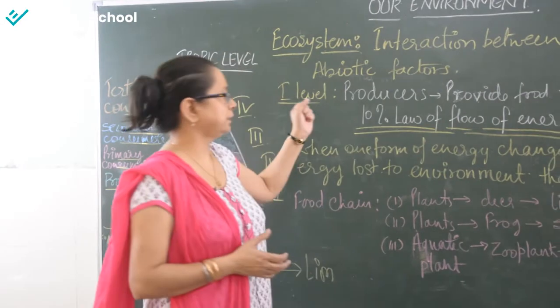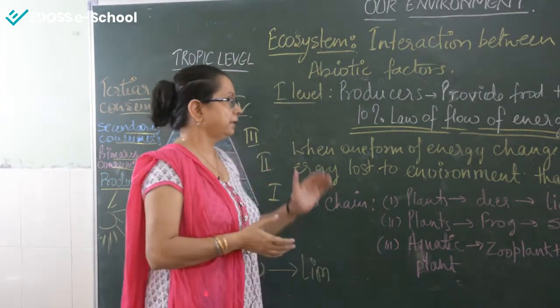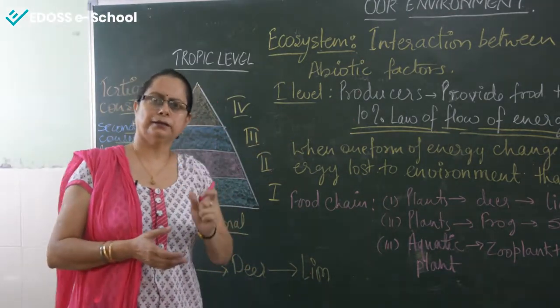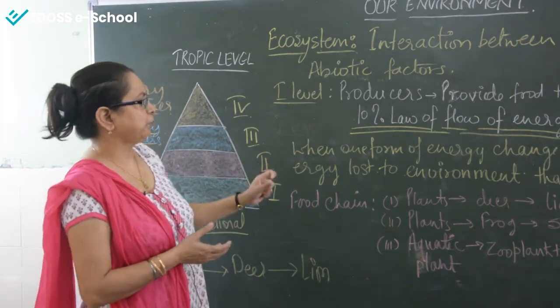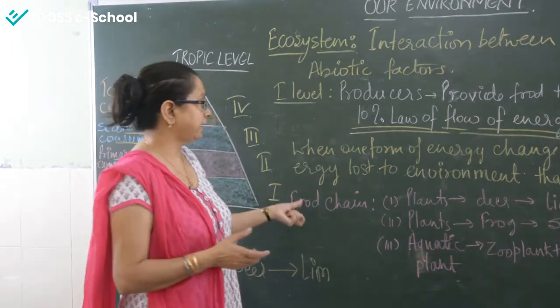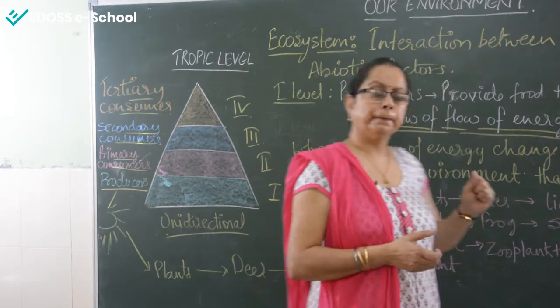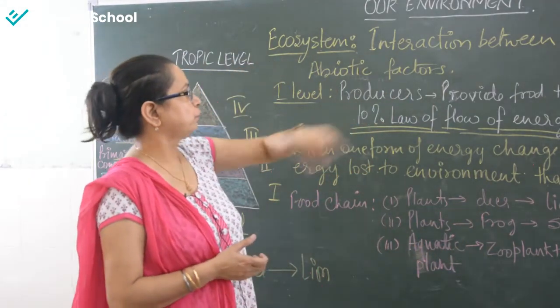Now I'll come to the 10% law of energy. Very important, because questions are asked like small numerical type questions. There is a mathematical part, to calculate how many joules of energy are required or present at every trophic level or at all levels of the food chain. So what does the 10% law mean? That is the 10% law of flow of energy.